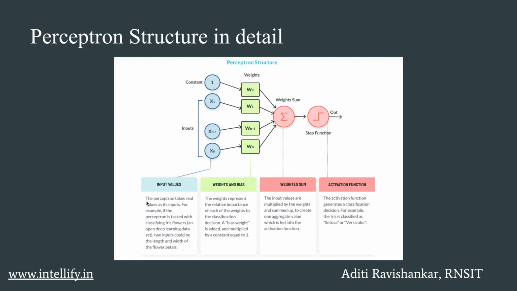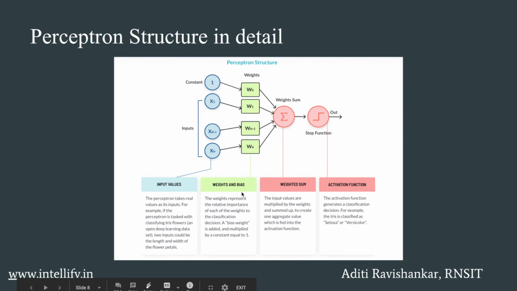So, input values: the perceptron takes real values as its inputs. For example, if the perceptron is tasked with classifying iris flowers, which is an open deep learning data set if any of you are interested, there could be two inputs: the length and the width of the flower petals. So your main objective is to classify the iris flowers, and the two inputs given to that neuron or neural network are the length and width of the flower petals.